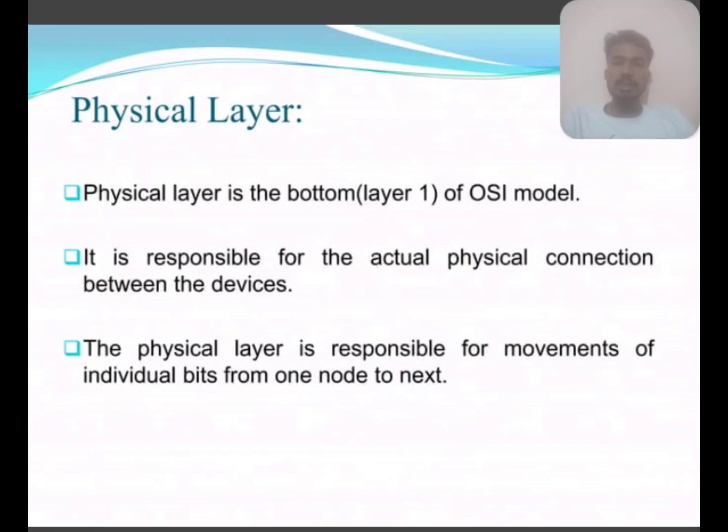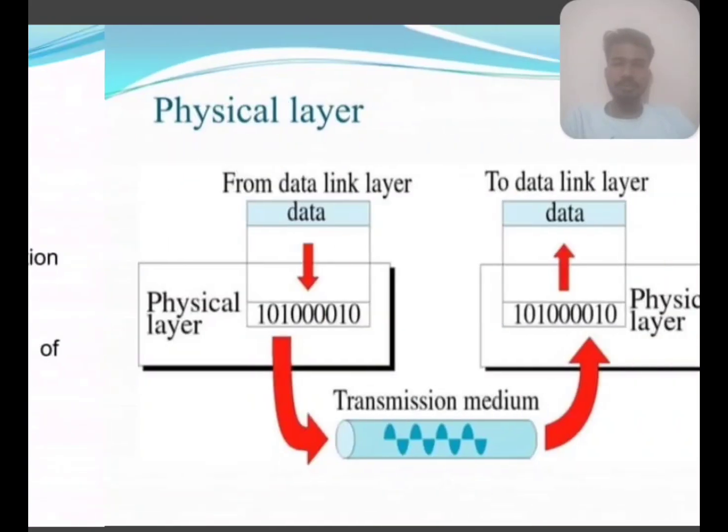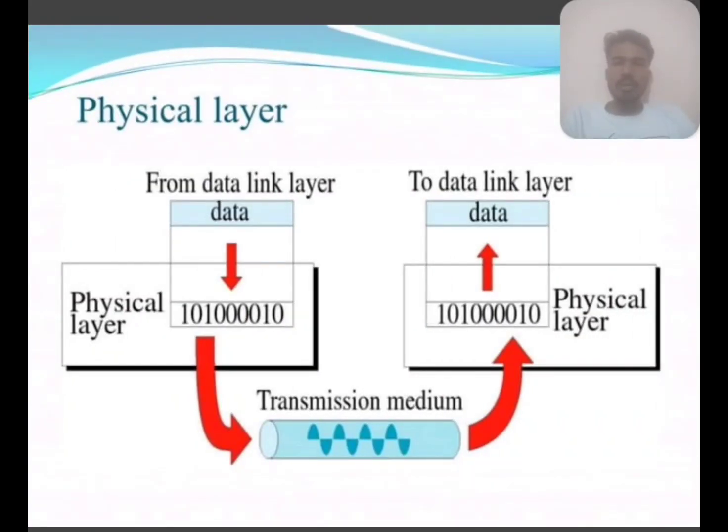First one is the physical layer. The physical layer is the bottom of the OSI model. It is responsible for the actual physical connection between the devices. The physical layer is responsible for movement of individual bits from one node to the next. This figure shows how the physical layer connects to the transmission medium.